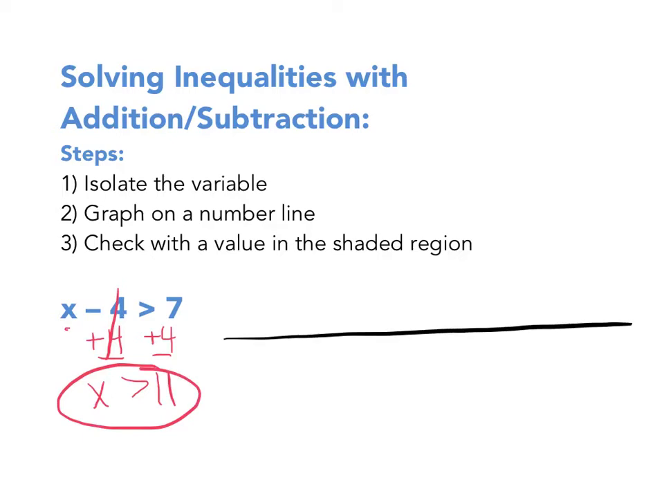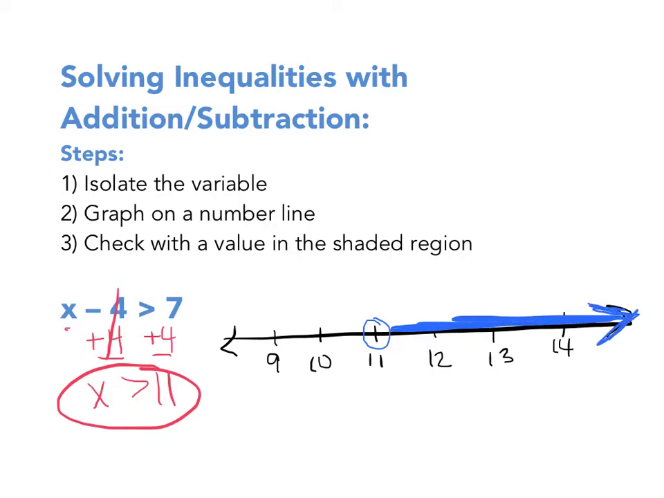So I'm going to draw myself a number line. And I'm going to just start at like 9, 10, 11, 12, 13, 14. I'm going to graph it on the number line. I'm going to put an open circle at 11 because it is just greater than, not greater than or equal to, so 11 is not included in the solution, and I'm just going to shade everything greater than 11. Remember that the sign points in the direction that you need to shade, so I need to shade in this direction.